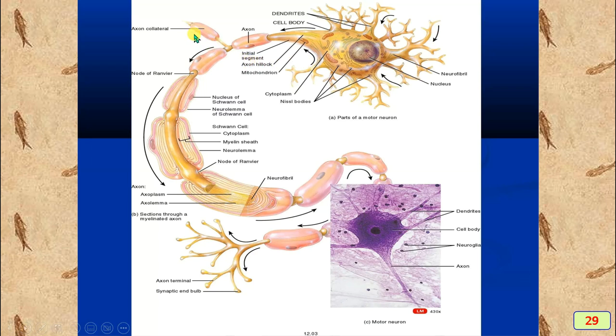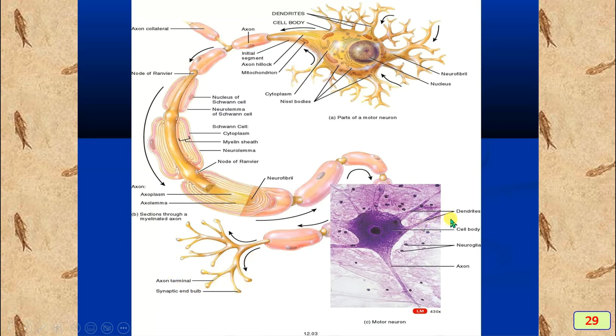This is called the axon collateral. Then the node of Ranvier is in between the cells. Then the axon is transmitting the impulse from the center of this neuron to the periphery. The cytoplasm is also called the axoplasm. So axolemma and neurofibrils are present. Then these are called the axon terminals and synaptic or end bulb, which has the junction with the effector cells.